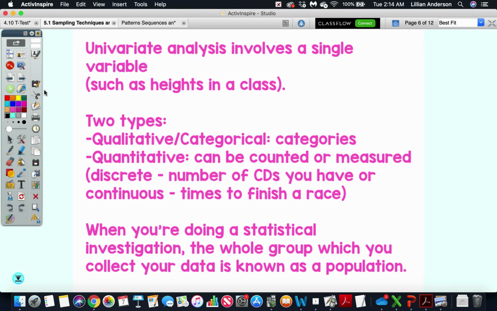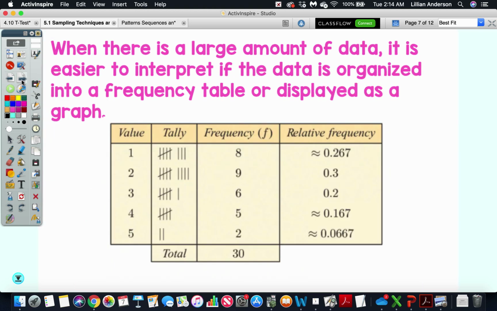Some other examples of discrete and continuous data before I keep going. Discrete would be like the number of limes on a tree or the number of players that play a game. Continuous would be like the distance a baseball player hits a ball, or the average temperatures in various cities. Okay, those are examples of continuous data.